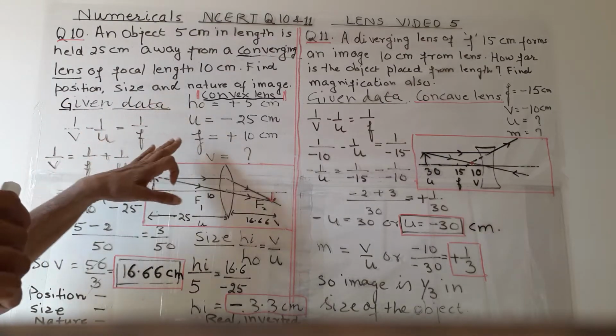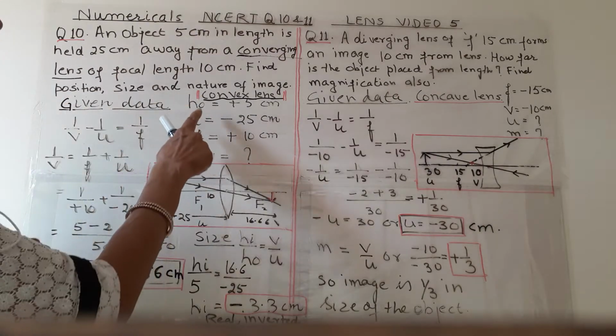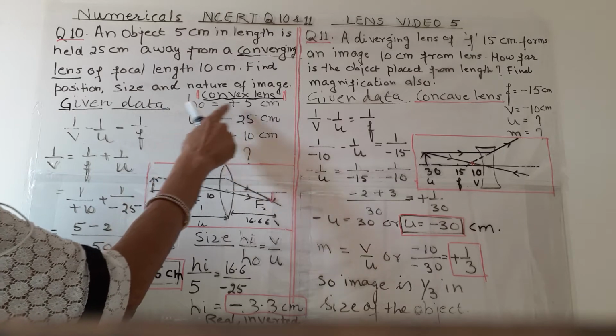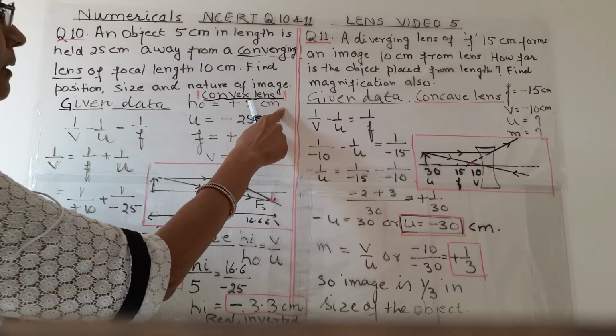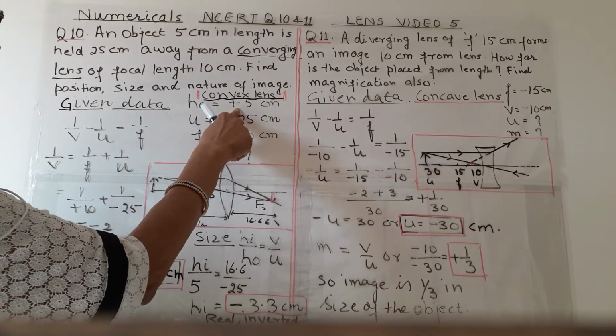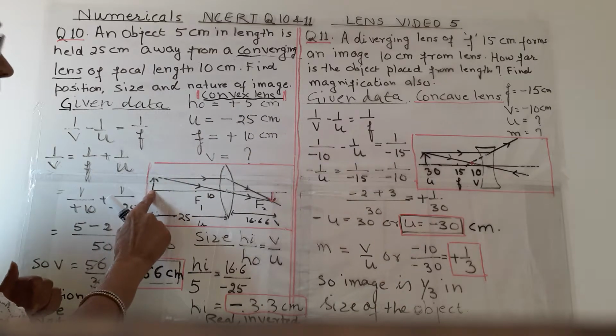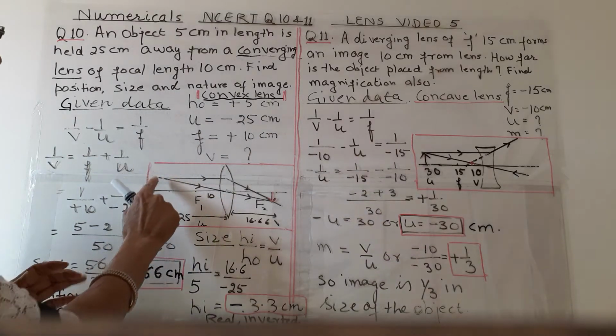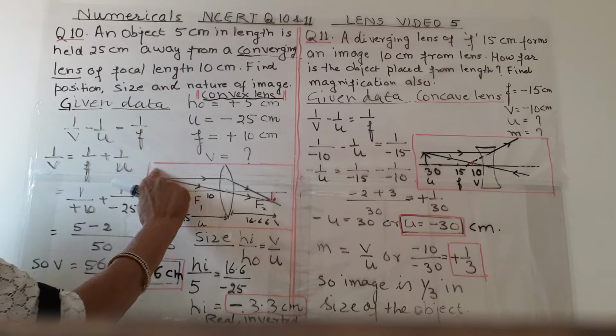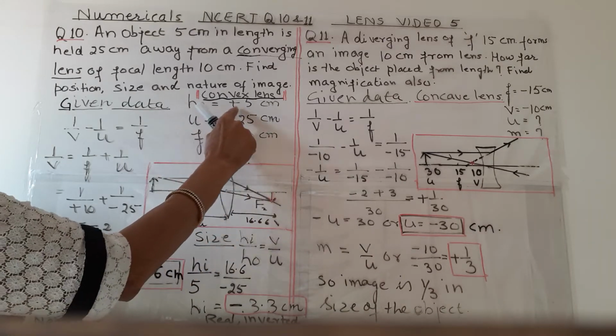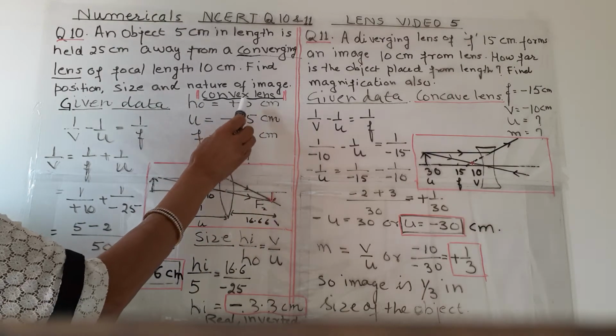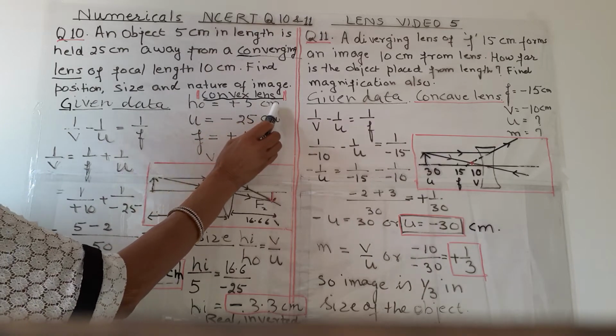So under given data, HO is the height of object. It is 5 centimeters and it is on the plus side because the object is always put on the principal axis. So this side is plus side. So the height of object is always plus 5 centimeters.